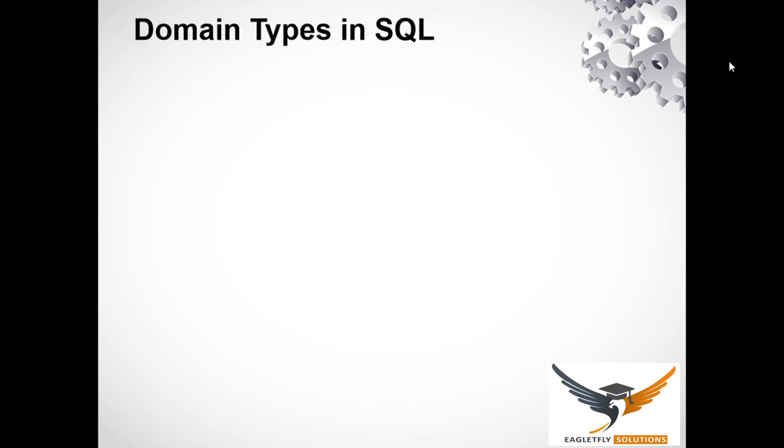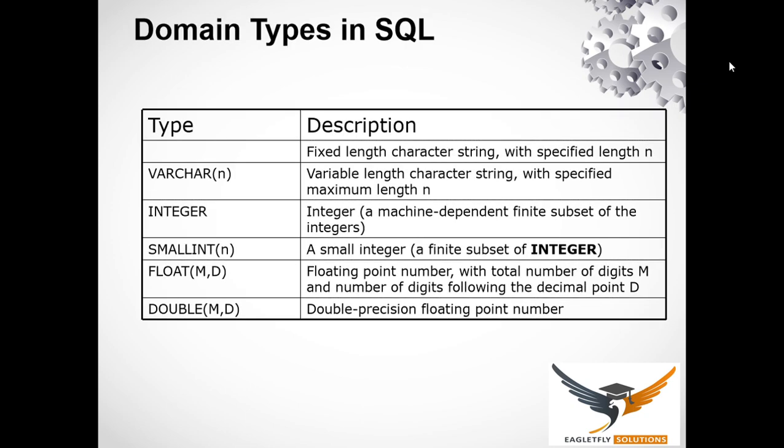So let's look at the domain types in SQL. The first type is varchar, a variable length character string with the specified maximum length. Then the integer data type, integer, a machine dependent finite subset of the integers. Then we have smallint, a small integer which is a finite subset of integer. Then we have numeric, a floating point number with the total number of digits denoted by m and the number of digits following the decimal point d. Then we have double precision floating point number, double with m comma d, where m is the total number of digits and d is the number of digits following the decimal point.